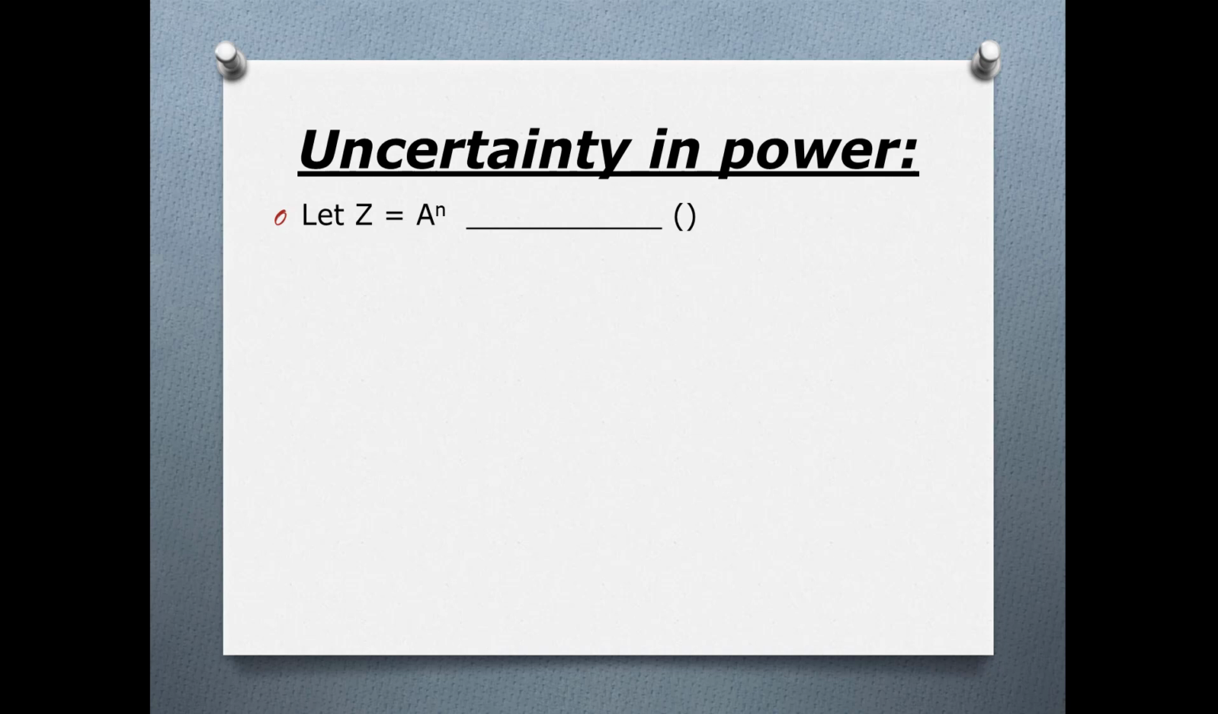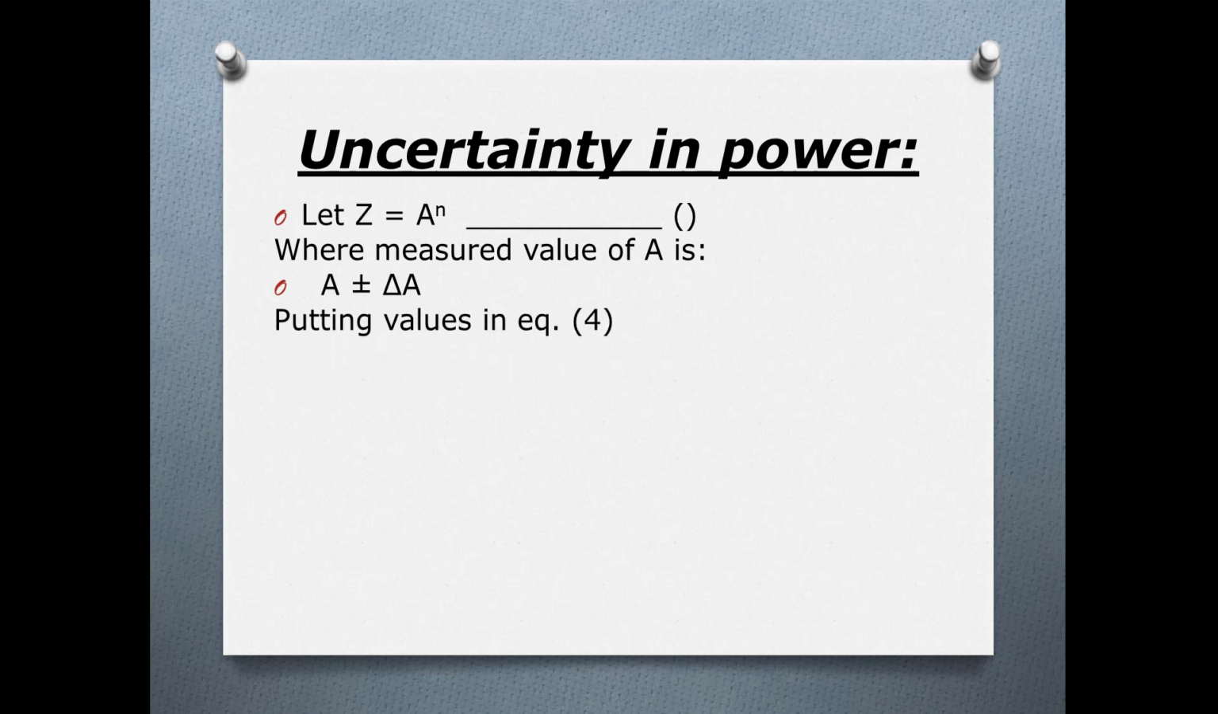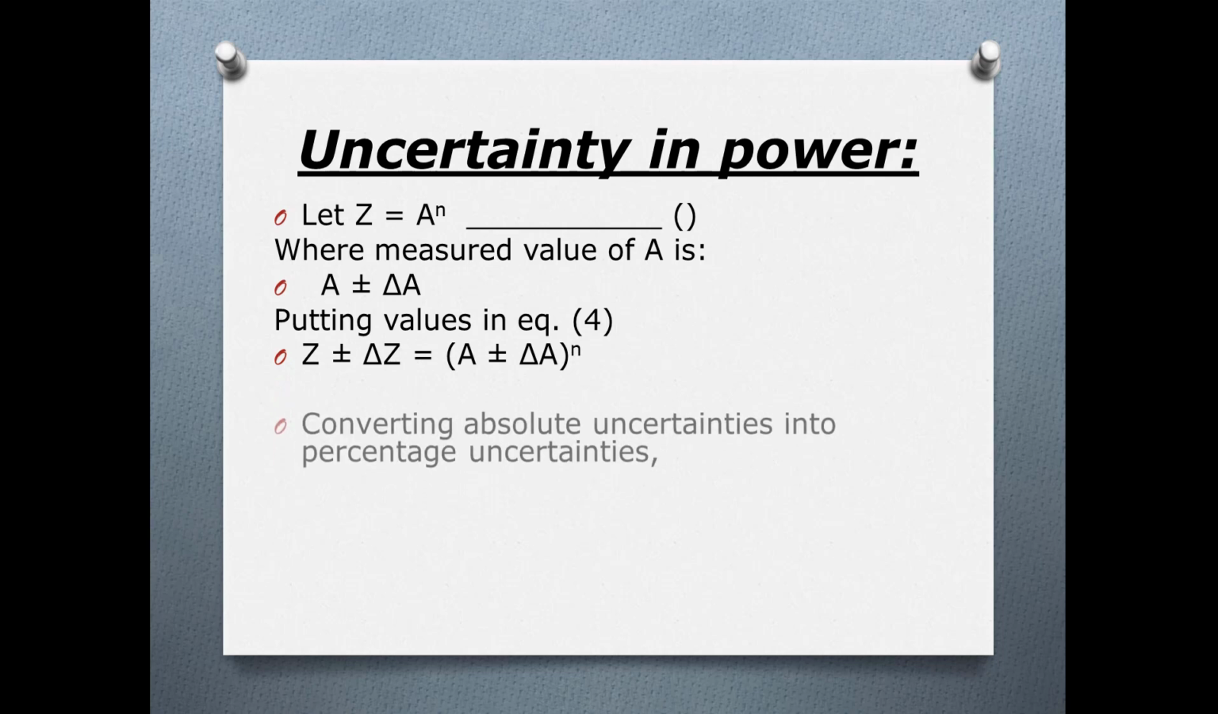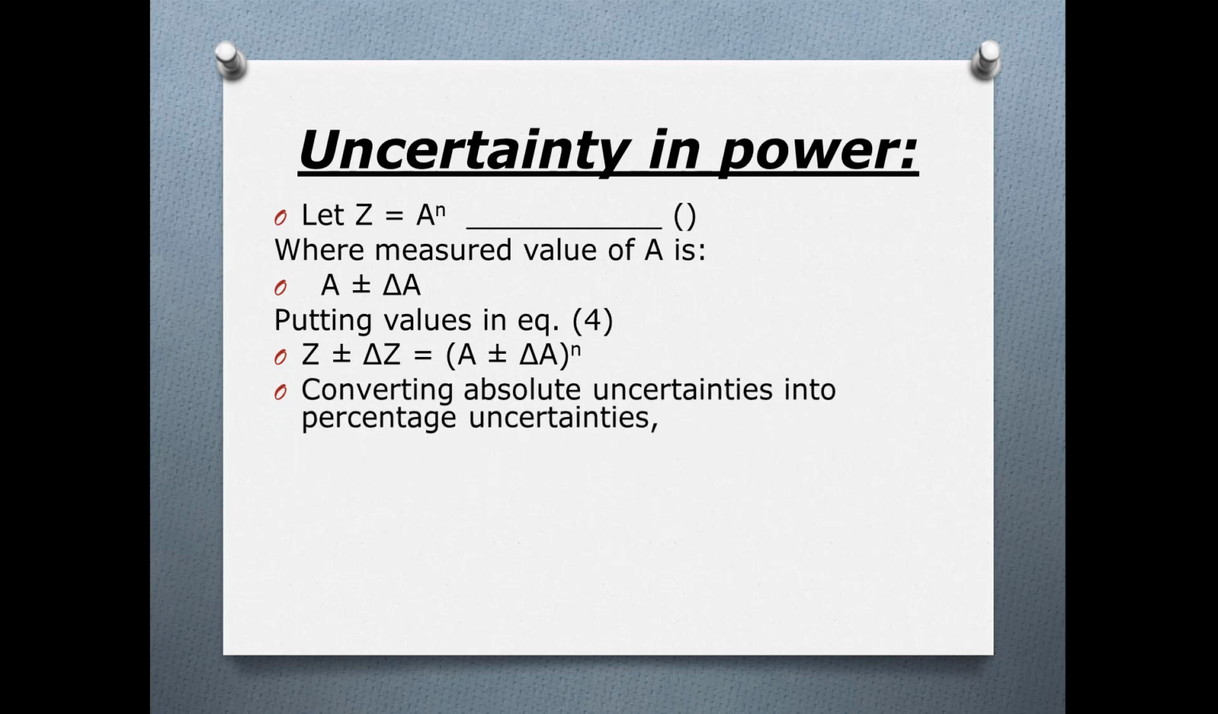Let z is equal to a raised to power n, where the measured value of a is a plus minus delta a. Z is the answer, a is the measured value, and n is its power. So if we are putting values in the above equation, equation number 4, we will get z plus minus delta z, which is equal to a plus minus delta a whole raised to power n. We are just putting the values of z and a in the above equation. So converting absolute uncertainties into percentage uncertainty, we will get z plus minus delta z is equal to a plus minus delta a percent, whole raised to power n.